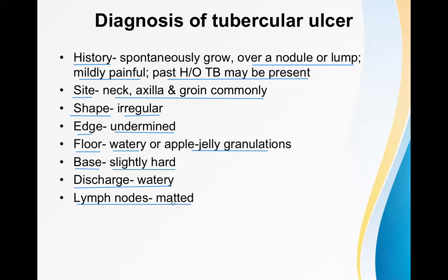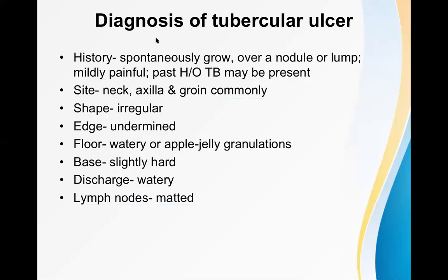This is one of the important features of tubercular lymphadenopathy, matted lymph node. Matted means the discrete lymph nodes are not present anymore. The boundaries or the peripheral part of these lymph nodes are fused with each other. So we can feel the lymph node as one group. That is matted lymph node.